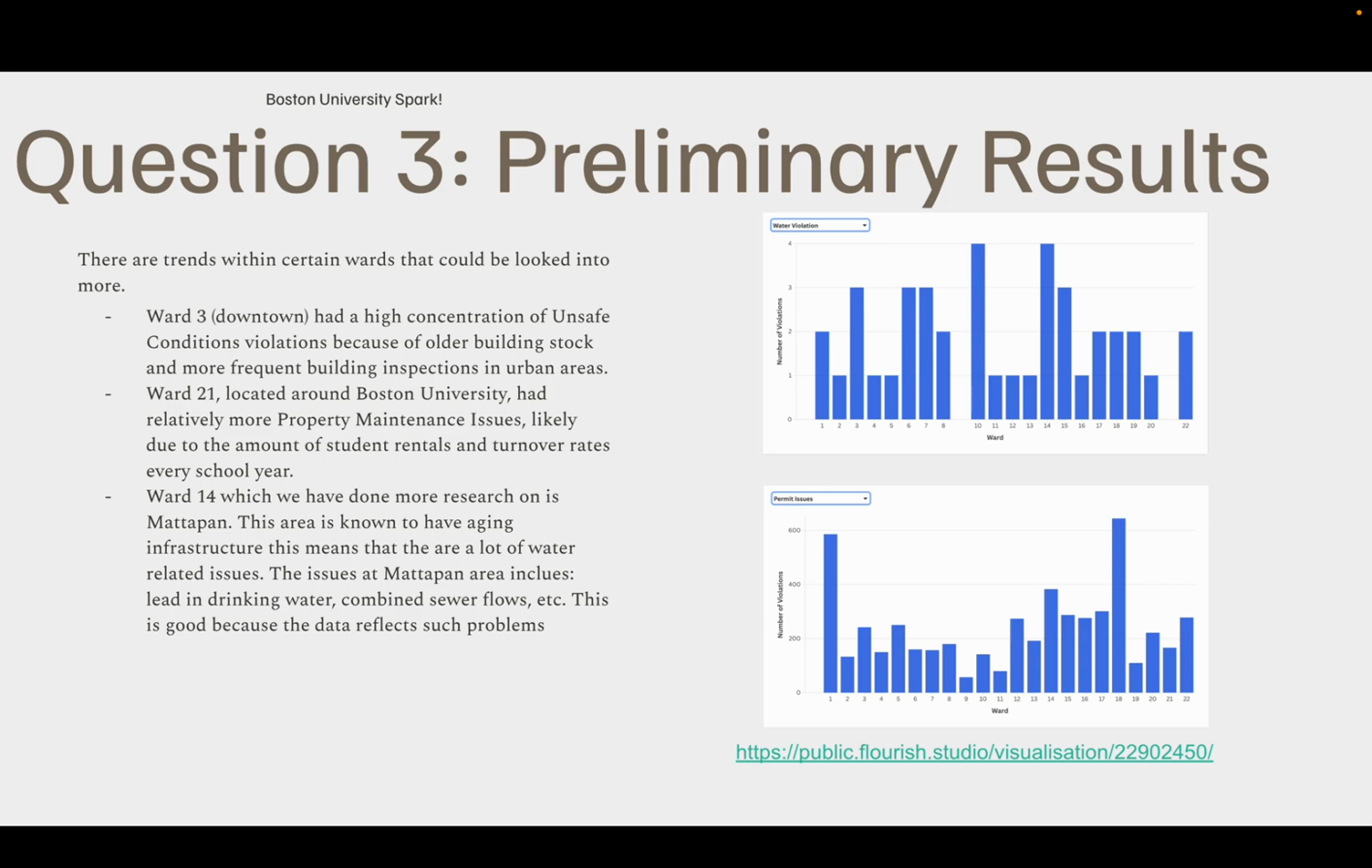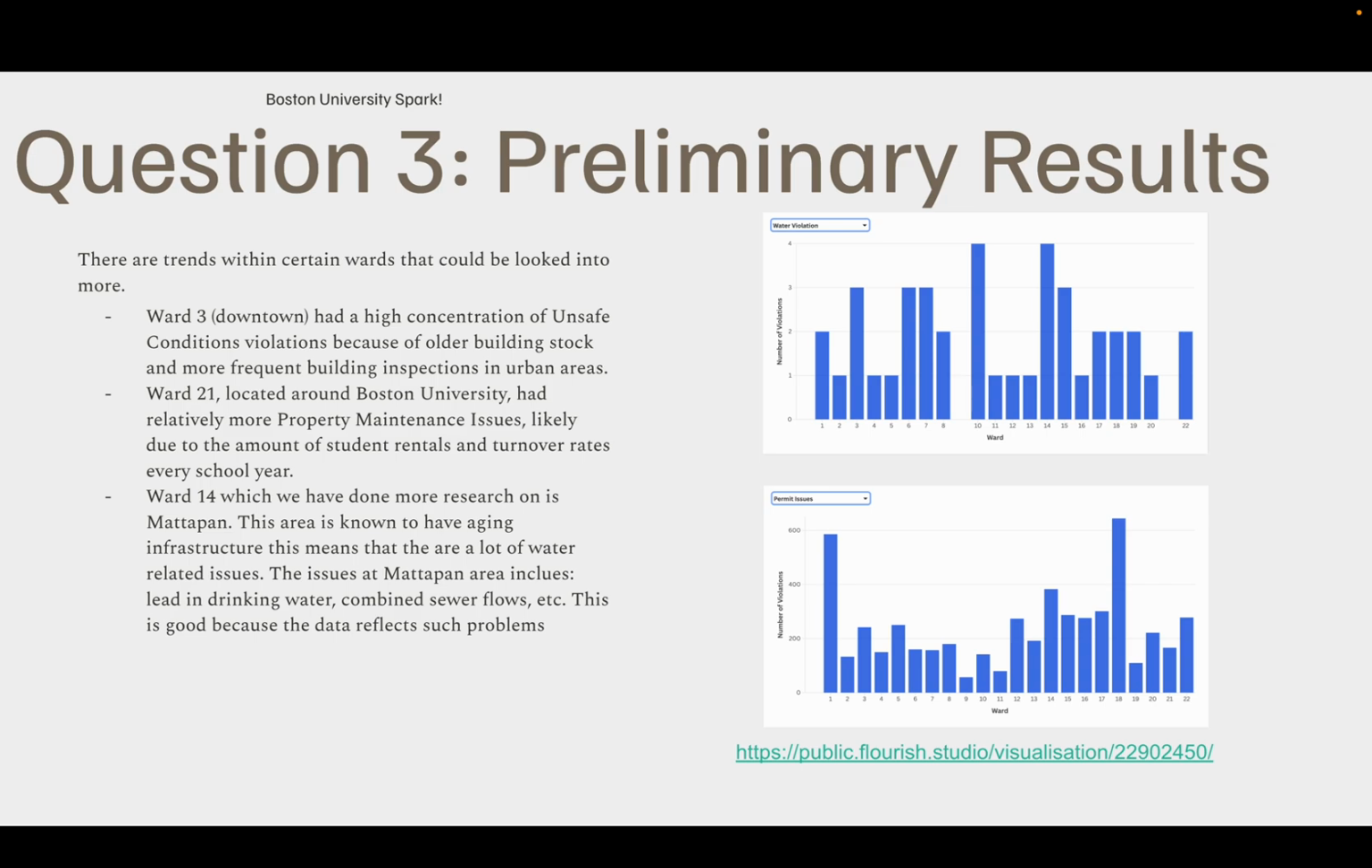Onto the results. One of the most striking findings was that permit issues dominated across nearly all wards. This indicated a citywide problem with either public understanding or enforcement of permit laws. As a solution, we suggest expanding public awareness programs and maybe educational outreach about building regulations.